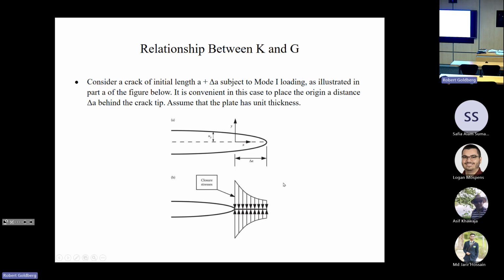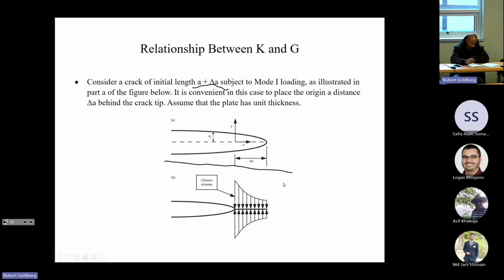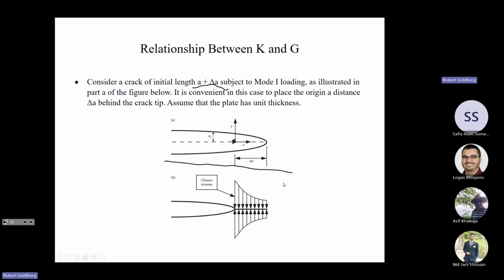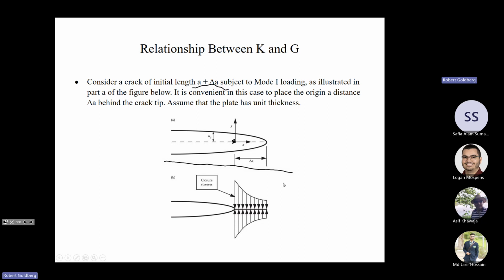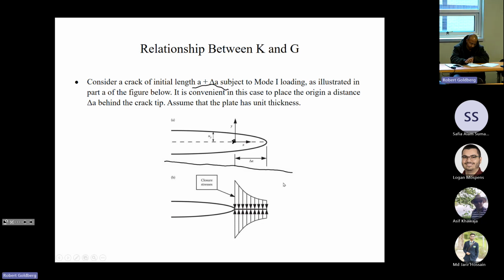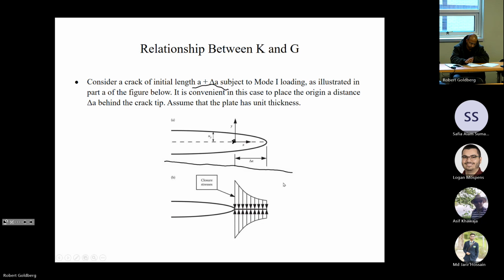So what we're going to do is we're going to define a crack of initial length a plus delta a. So that's represented here. So we'll arbitrarily define this origin here in the middle of the crack, and we'll say the distance from half the crack length to this origin is a, and then from the origin to the end of the crack is delta a. And it's just convenient in this case to place the origin a distance delta a behind the crack tip. And we're assuming the plate has unit thickness.